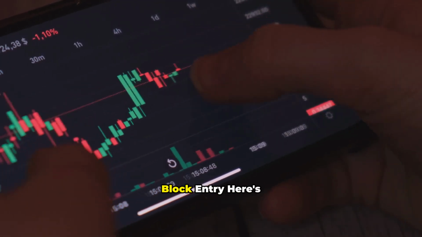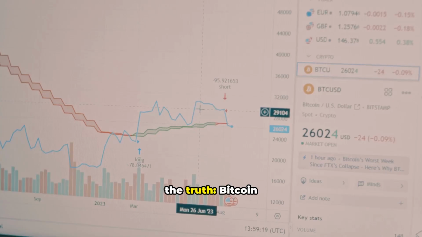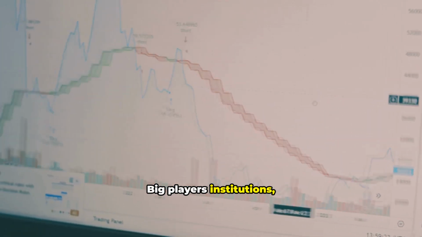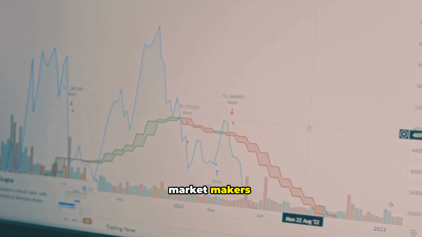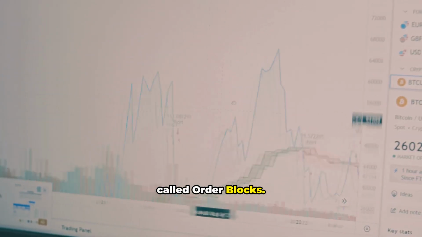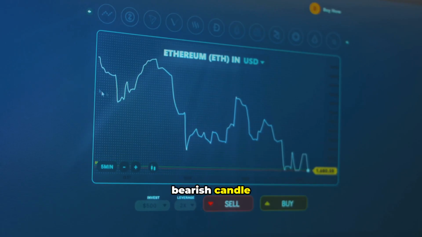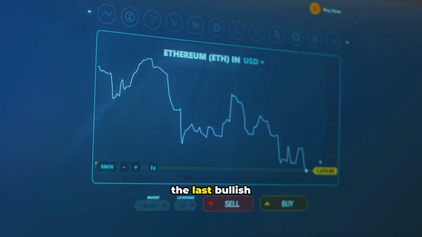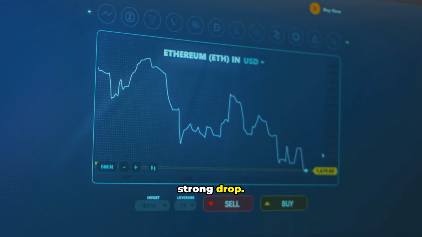Tactic 1. The order block entry. Here's the truth. Bitcoin doesn't move randomly. Big players, institutions, whales, market makers, they leave footprints on the chart, and those footprints are called order blocks. An order block is simply the last bearish candle before a strong bullish move, or the last bullish candle before a strong drop.